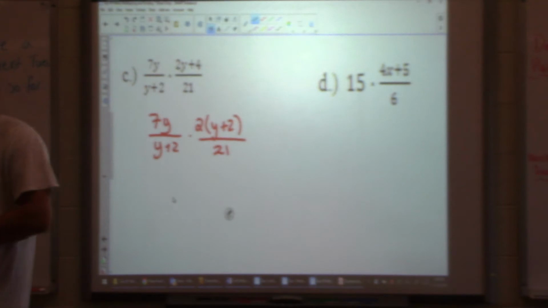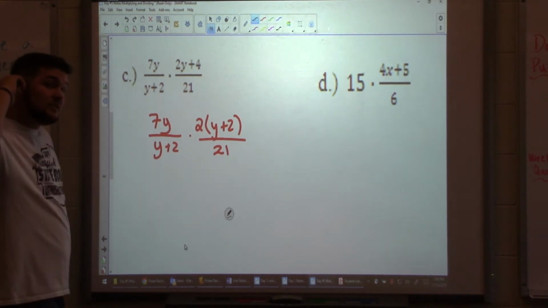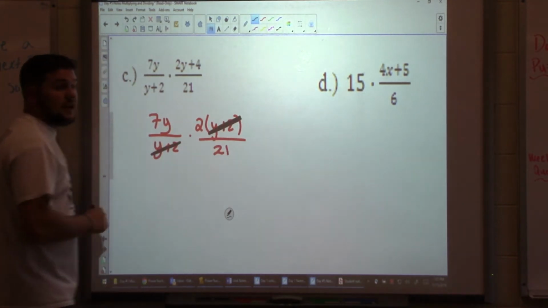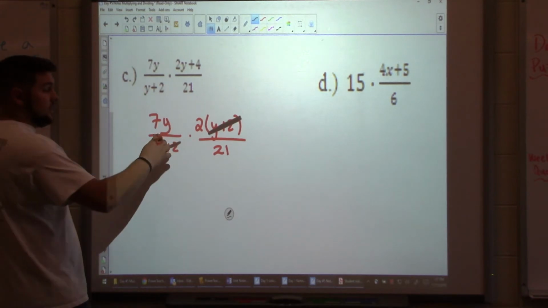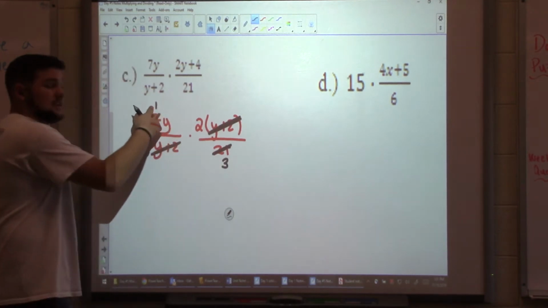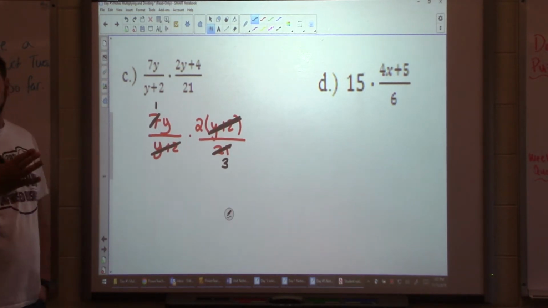Alright. I factored everything that I could. Now I can start simplifying. What common things do I have in the numerator and denominator? Y plus 2. I have that whole term in both numerator and denominator, so they can cancel out or they can simplify. Do I have anything else? 7 and 21. I can take a 7 out of both those. It becomes 1, becomes 3. Like I said, it becomes 1, but do you have to put that there? No. 1 times anything is itself. Anything else you can see right now?